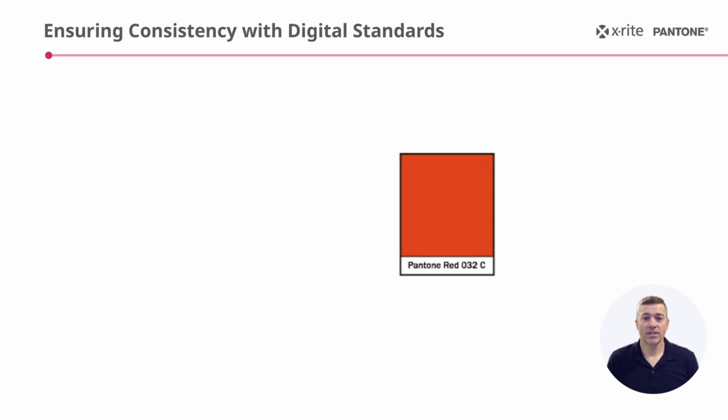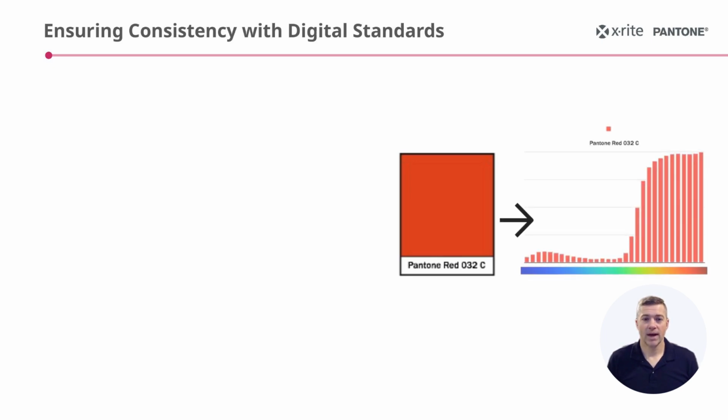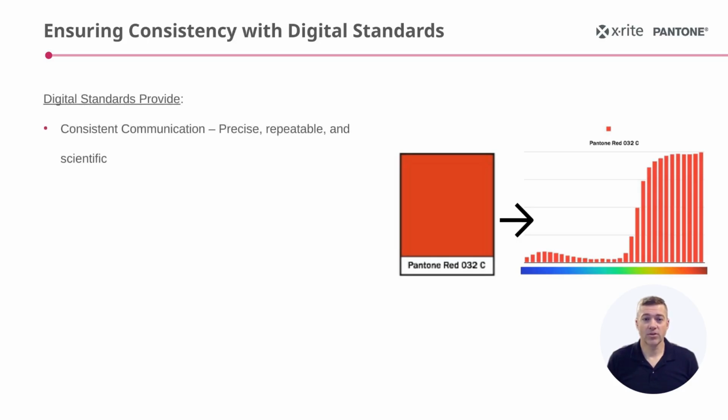We recommend transitioning to digital standards rather than relying on physical chips. Instead of just using a physical chip, we measure the original standard that we've agreed upon. This digital standard is then distributed to all suppliers. Unlike physical standards, which can degrade over time, digital standards remain consistent.